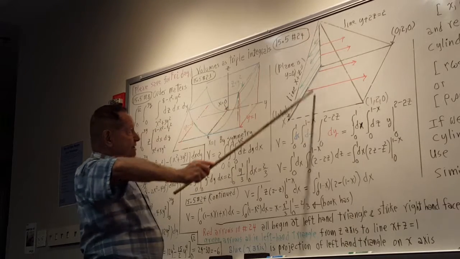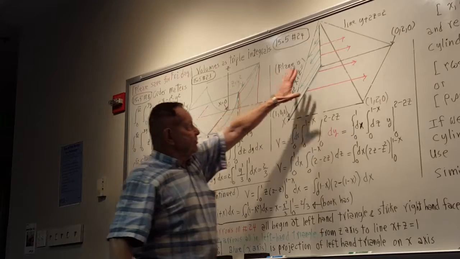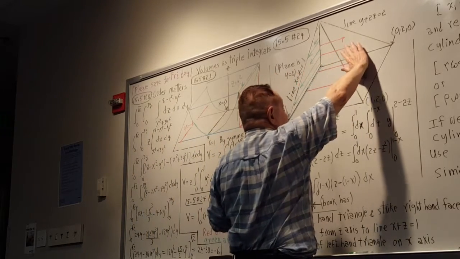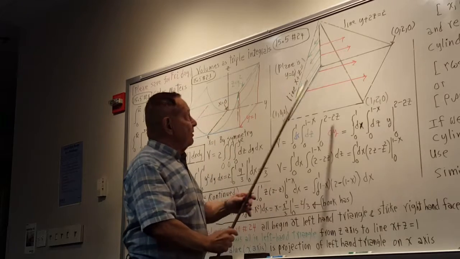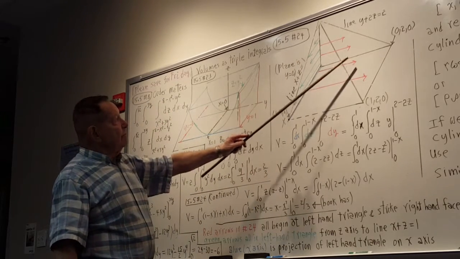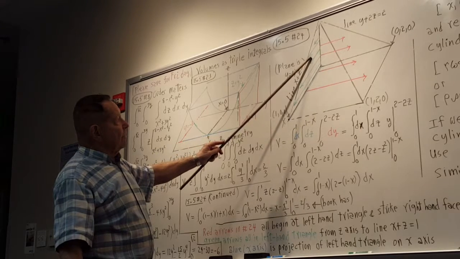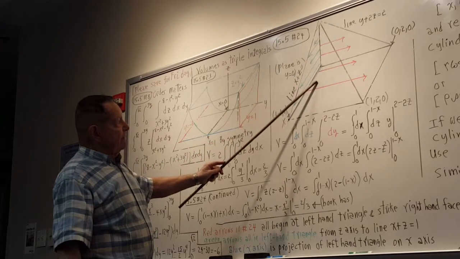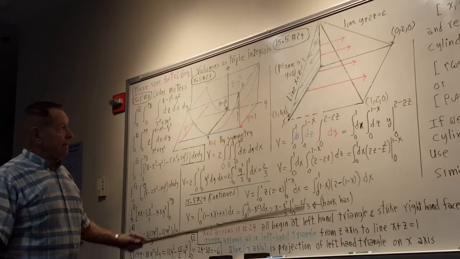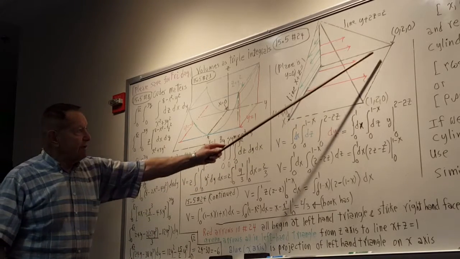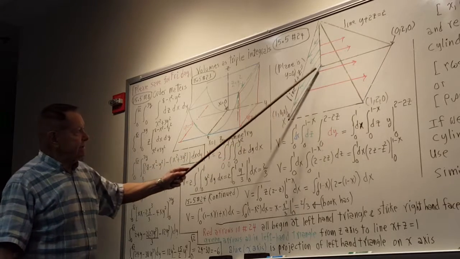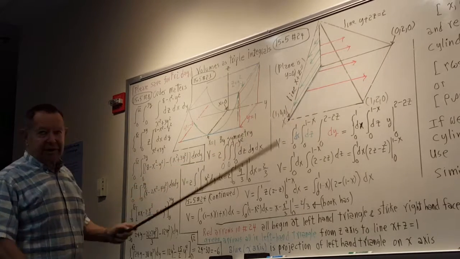So you have a face coming this way, and you have another face coming that way. So you have 1, 2, 3, 4 faces like that, and then the base. And the base is a rectangle. It's 0 to 2 this way and 0 to 1 this way.